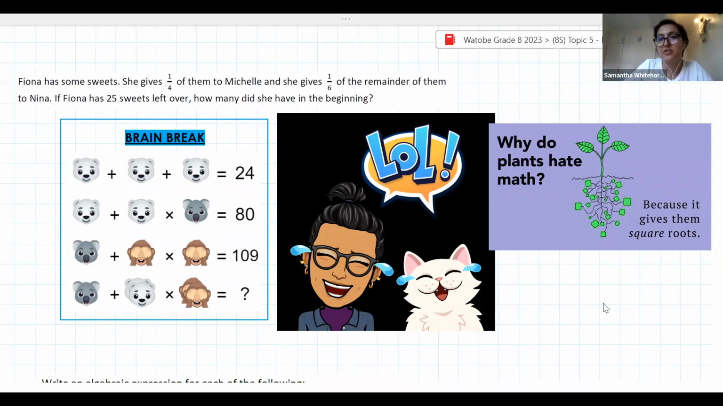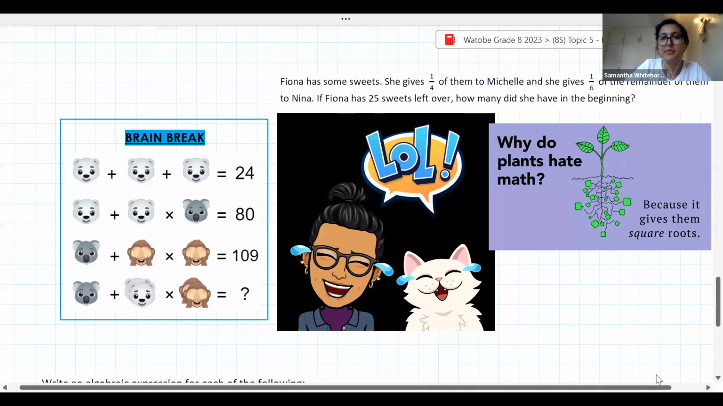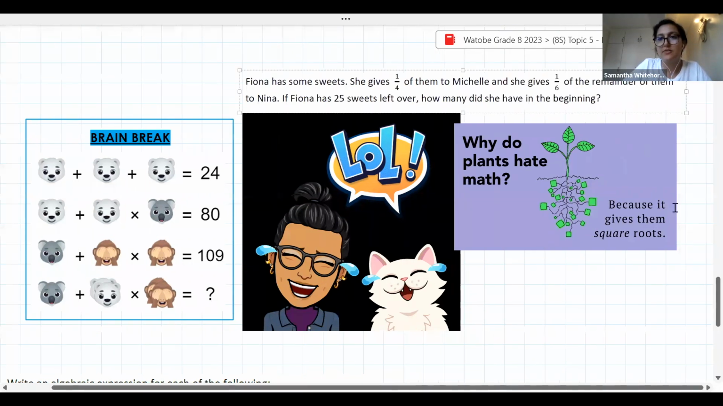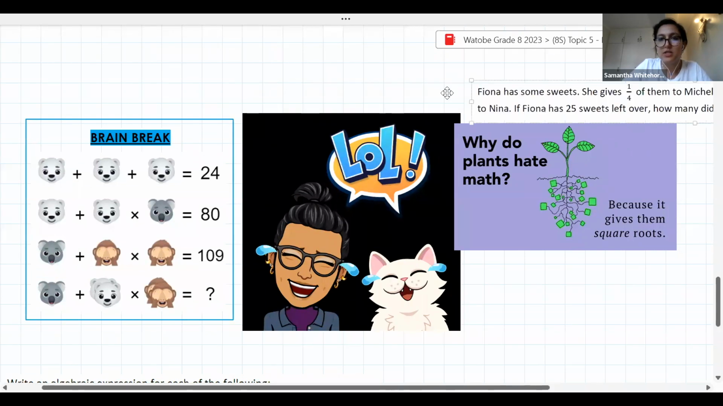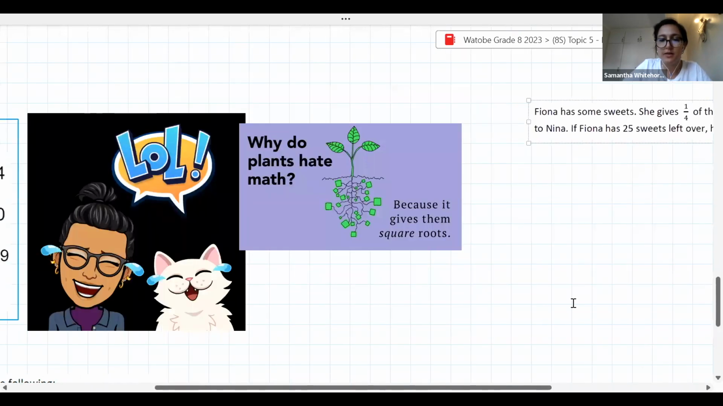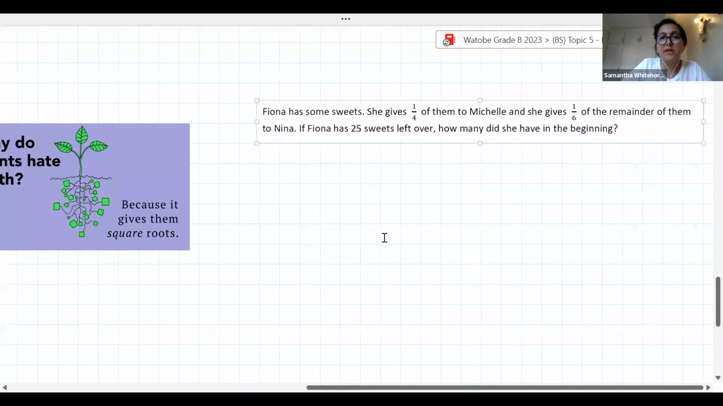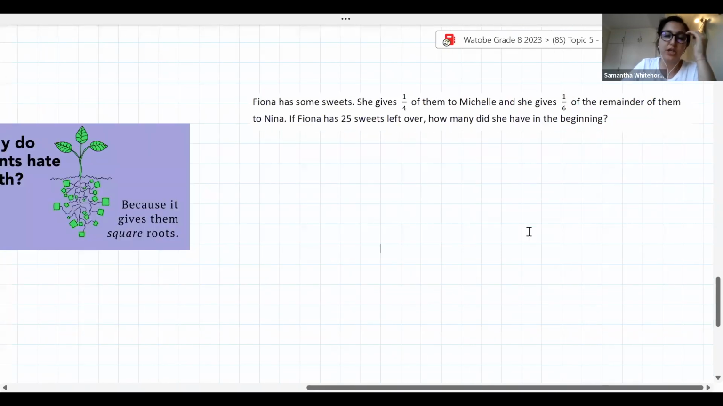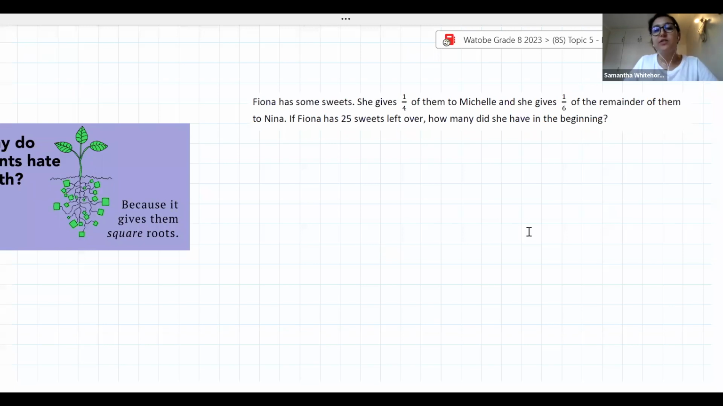So if we just quickly do our fraction question here, I'm going to move this over where we've got a bit more space. Because with fractions, I quite like to draw pictures. I'm quite a visual person when it comes to maths. Okay, so it said Fiona had some sweets. She gives a quarter of them to Michelle, and she gives 1/6 of the remainder of them to Nina. If Fiona has 25 sweets left over, how many did she have in the beginning?